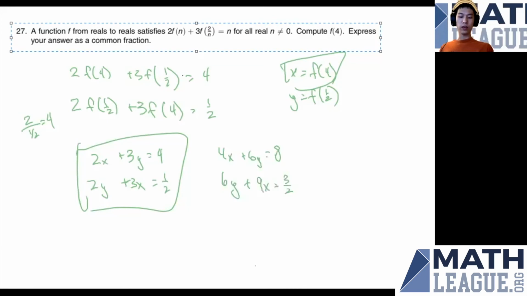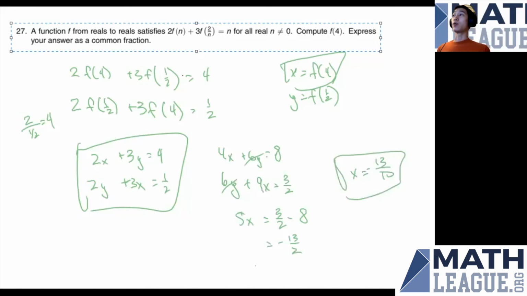Now the 6y and 6y cancel. If we subtract the top from the bottom, we get 5x is equal to 3/2 minus 8, which is equal to negative 13 over 2, I believe. And then x is equal to negative 13 over 10, don't forget the negative. And that's basically all we need to solve it.